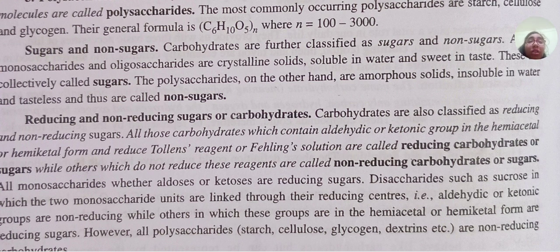Disaccharides such as sucrose, in which the two monosaccharide units are linked through their reducing centers, the aldehydic or ketonic groups, are non-reducing, while others in which these groups are in hemiacetal or hemiketal form are reducing sugars.